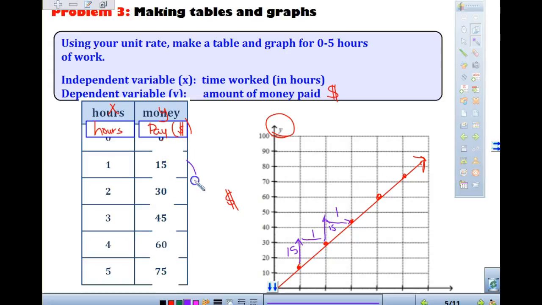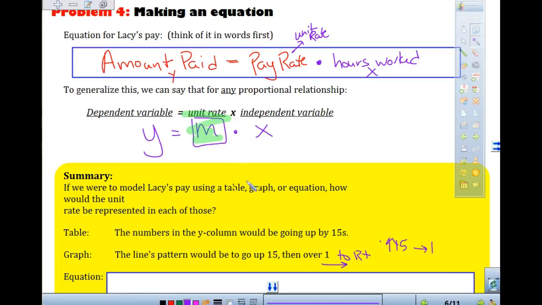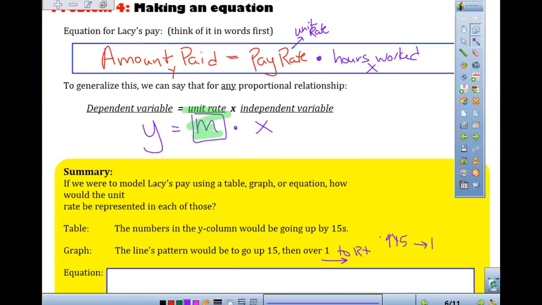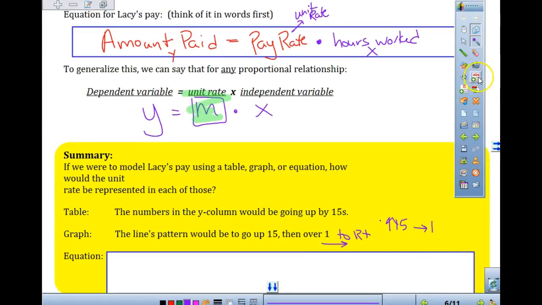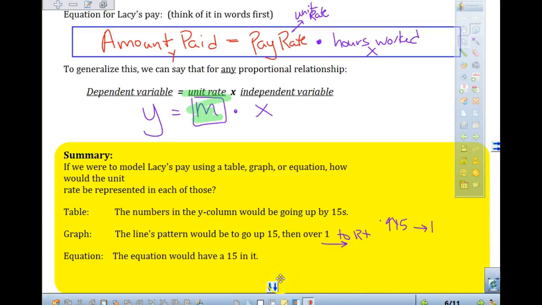Our table here, this is where we went up and we added 15 each time as we were looking at that table. So those are the two we've looked at so far. Now we want to look at the equation. Where do we put the unit rate in our equation? That last one, we are putting the unit rate times which variable? Independent or dependent? Independent.